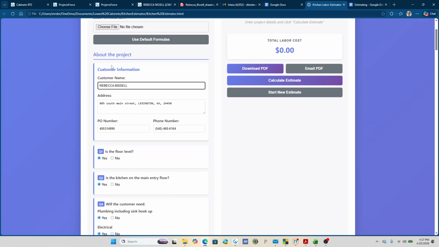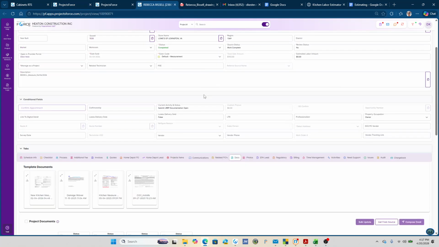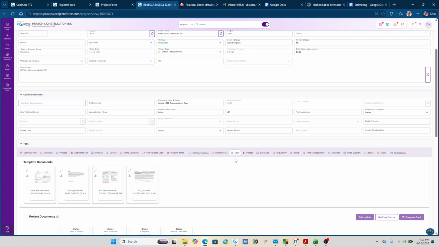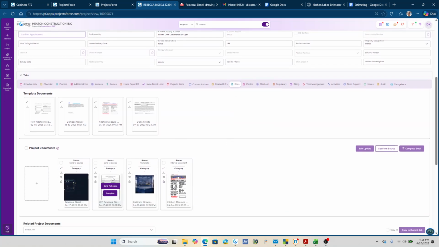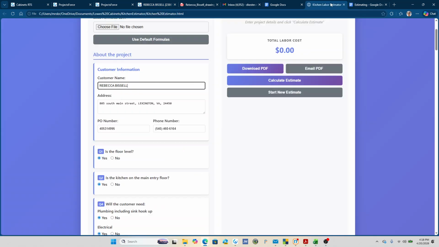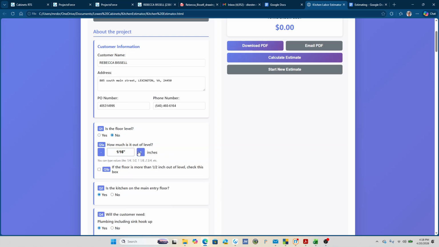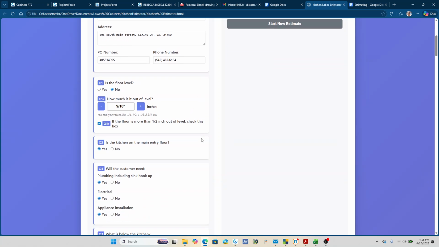And that's already populated in. So for these first few questions, I'm going to go to the project and I am looking in the documents on the project and I'm going to look at the measure form. And so the floor is out of level by 9/16 of an inch. All right, so that answers my first question. Is the floor level? No, it's out 9/16 of an inch. And because 9/16 is more than half an inch, I'm going to check the box.